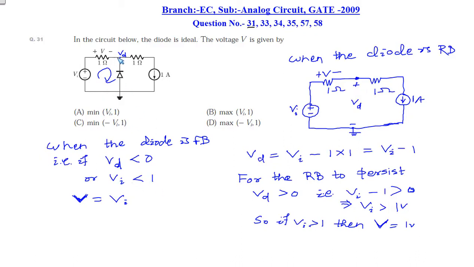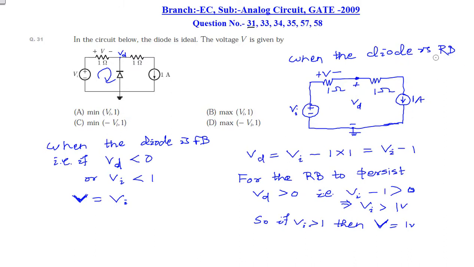If Vi is less than 1, the diode is forward biased, which means it is shorted, so the voltage across the 1 ohm resistor will directly be Vi. So V becomes equal to Vi when the diode is forward biased. So there are two conditions. When the diode is reverse biased, the voltage across the 1 ohm resistor is 1 volt, and when the diode is forward biased, the voltage across the 1 ohm resistor is the input voltage Vi.